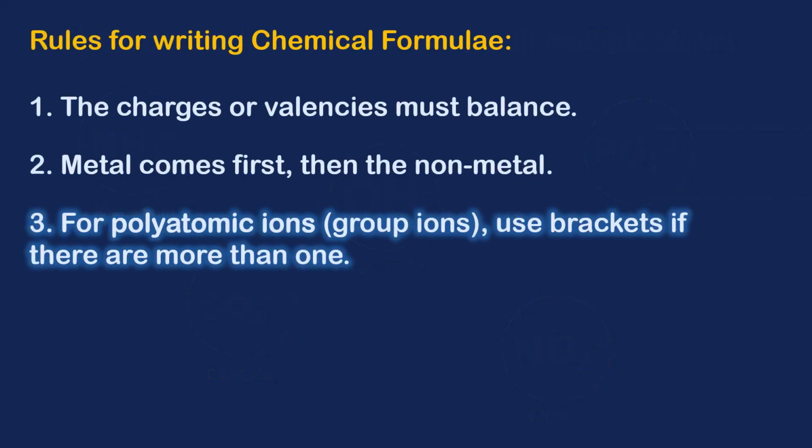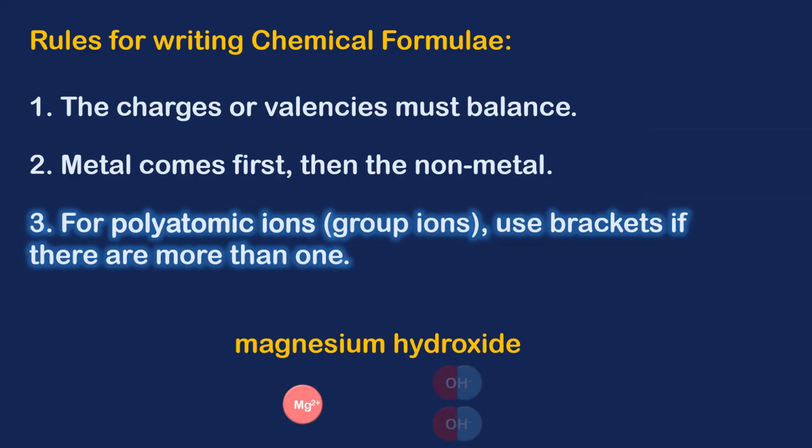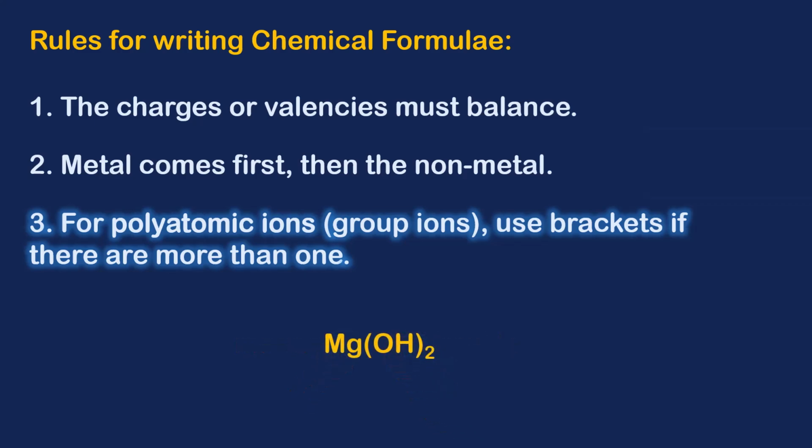For polyatomic ions, use brackets if there's more than one. Take magnesium hydroxide. This is 1 magnesium and 2 hydroxide ions and is written like this. Now if we didn't use the brackets, MgOH2 would mean 2 hydrogen atoms only. But with the bracket it means 2 full OH ions. So the rule simply says, if your compound has more than 1 polyatomic ion, use brackets.